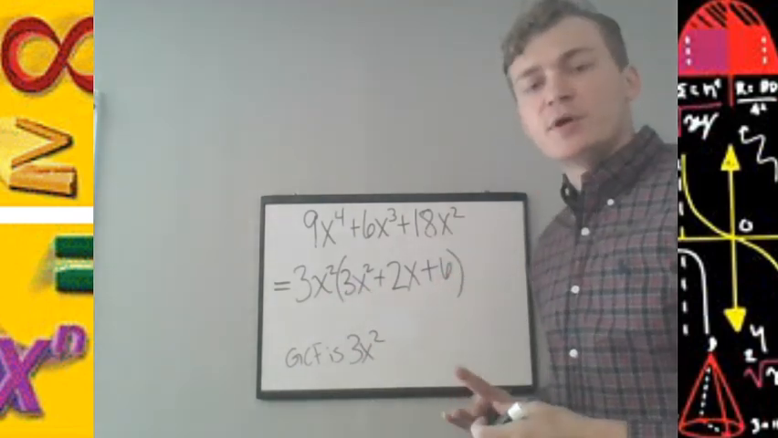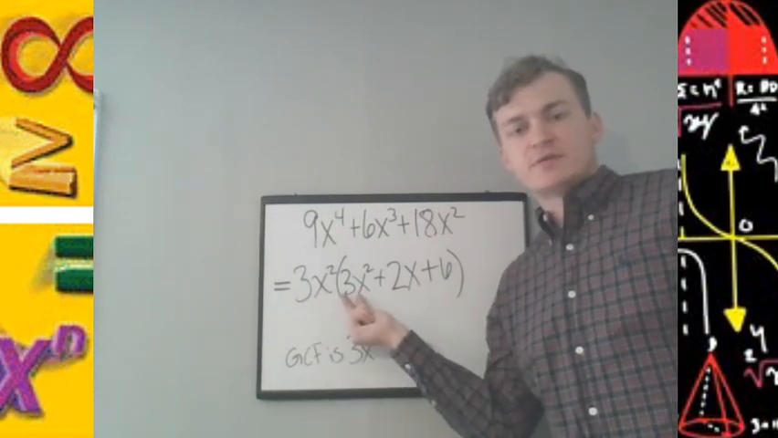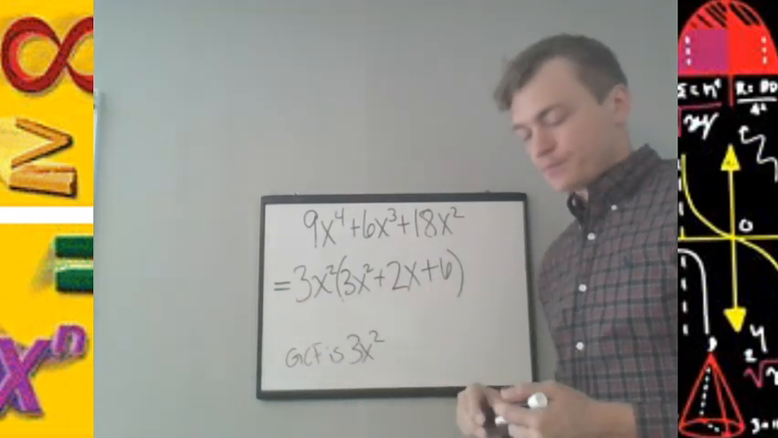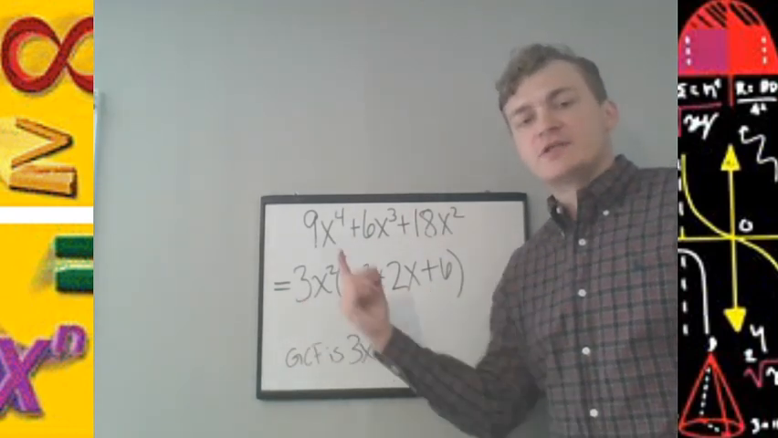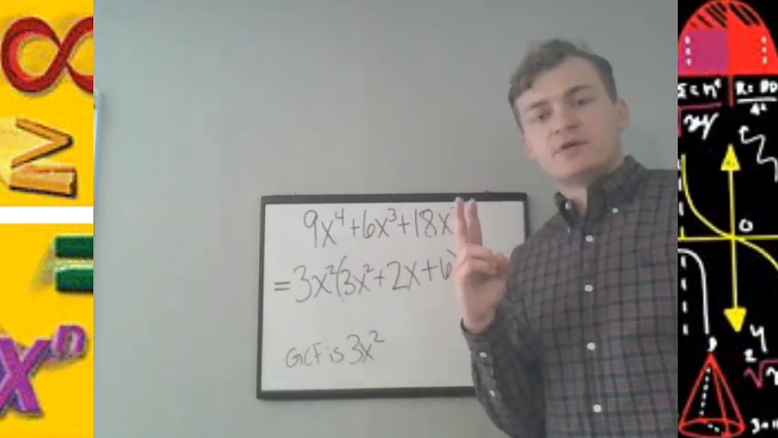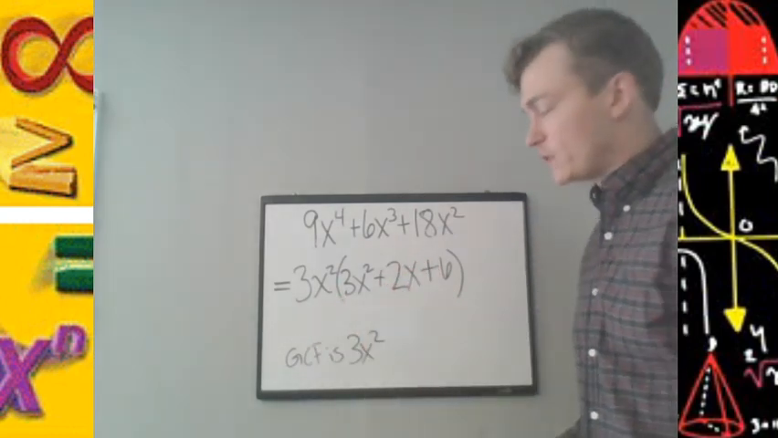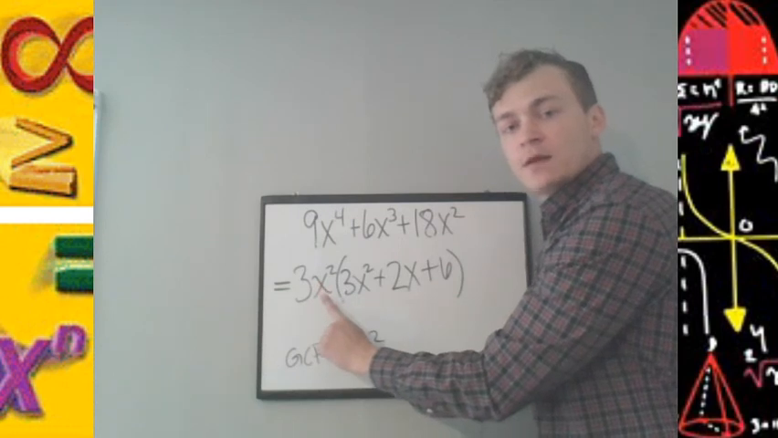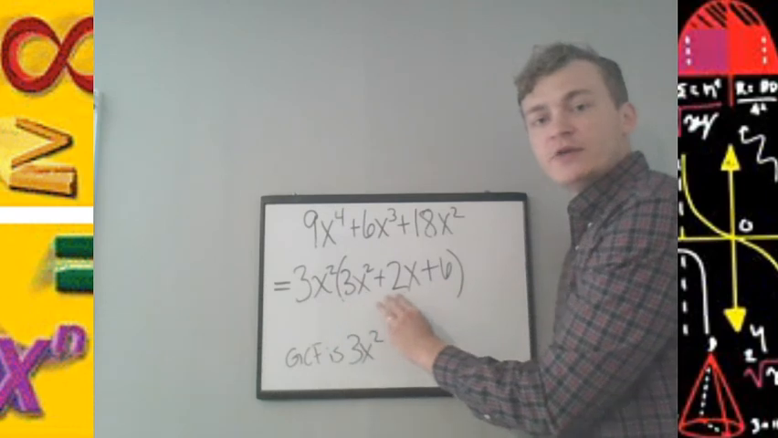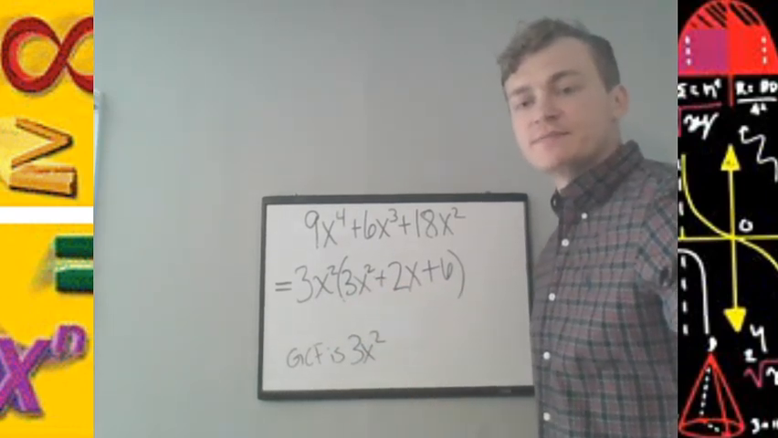Of course, this can be confirmed by distributing. GCF multiply the first term, GCF multiply the second, GCF multiply the third. Simplifying each of those three products will give you your original trinomial expression. So we have two factors. You can list out more. You have 3, x, x. So we have two factors of x here. And then we have the trinomial 3x squared plus 2x plus 6.